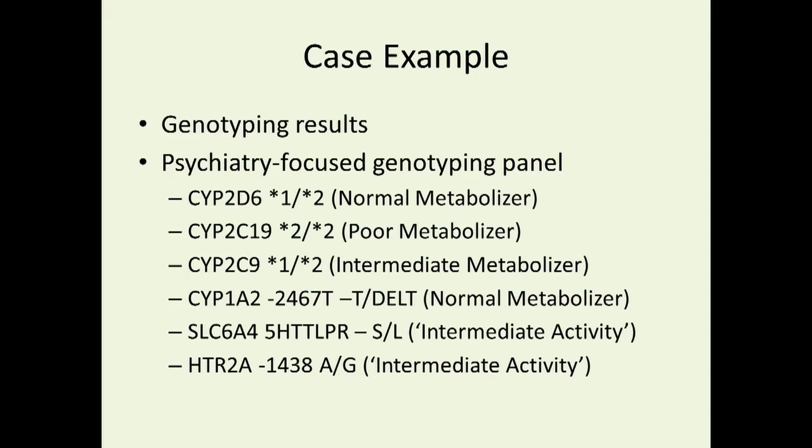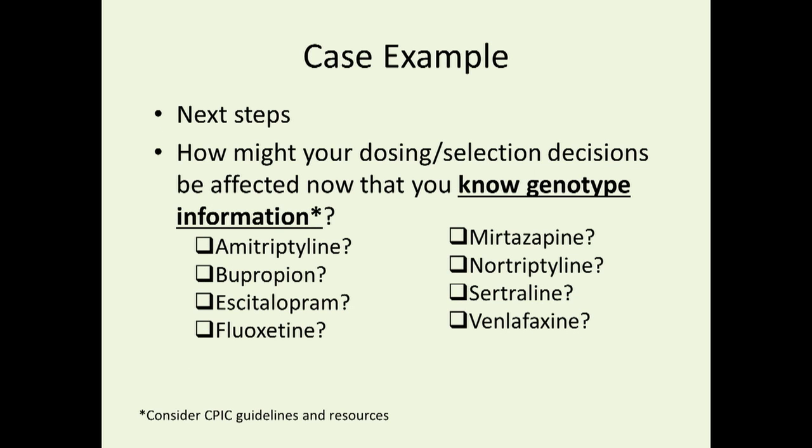So in this particular instance, a genotyping panel was obtained. It was a psychiatry-focused panel that had a combination of drug metabolizing enzymes as well as some pharmacodynamic variants in the serotonin 2A receptor and serotonin transporter. Notably, the individual was homozygous for *2, so they were a poor metabolizer of CYP2C19, which may have been relevant to explaining the dose-related intolerance of citalopram, which is a 2C19 substrate. Okay, so now we have a little bit of genotype information.